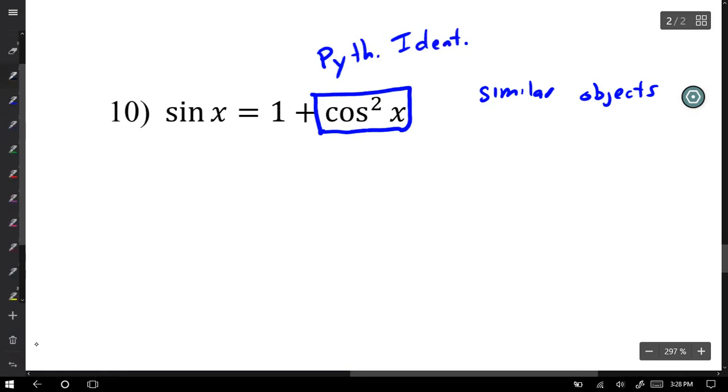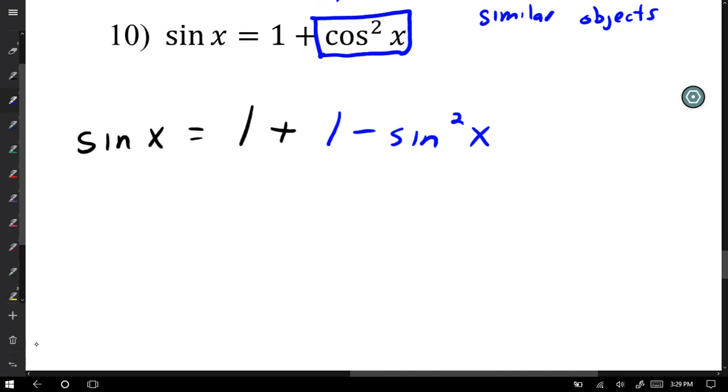So I have sine of x equals 1 plus. And we know from our Pythagorean identities that cosine squared is 1 minus sine squared of x. And so now I have similar objects. And that is awesome. I have like objects. I can keep going. But the problem is, what do I do from here? I see a square. I'm going to factor. I'm going to set it equal to 0. Now for me, I don't like factoring with a negative square term.